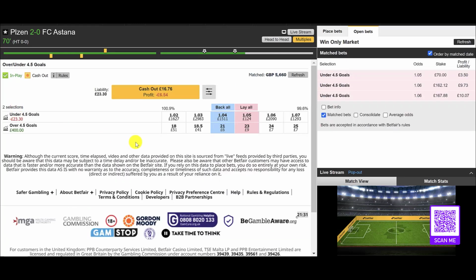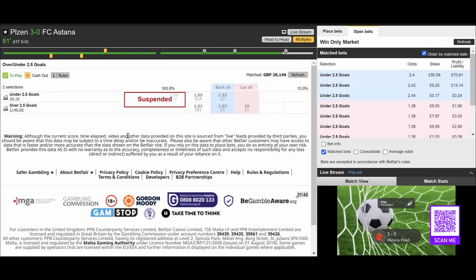So look, we're making a profit no matter what, but from here on it's just a matter of how much profit we might potentially make in this one. Let's see what happens. Pilsen 2, FC Astana 0 in 70 minutes. 81 minutes on the clock. We've got another one, and it's a third goal for Victoria Pilsen.